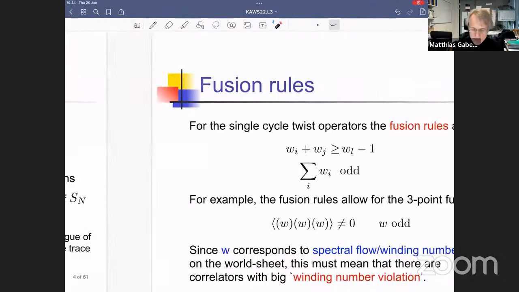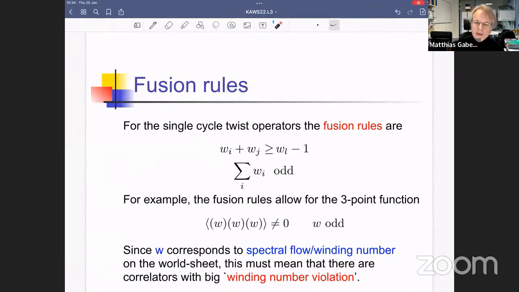To start with, we can ask, what are the fusion rules? The fusion rules are just a euphemism for saying, what are the three-point functions that are non-zero if I pick three states from the w1-cycle twisted sector, the w2-cycle twisted sector, and the w3-cycle twisted sector. And in the symmetric orbifold, the fusion rules are given by these two rules. So the sum over all the w's must be odd.